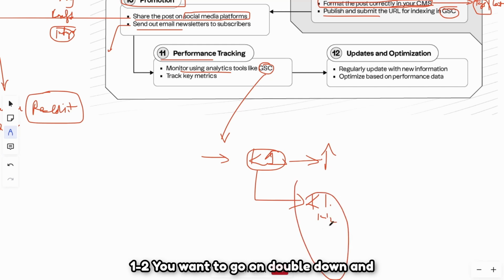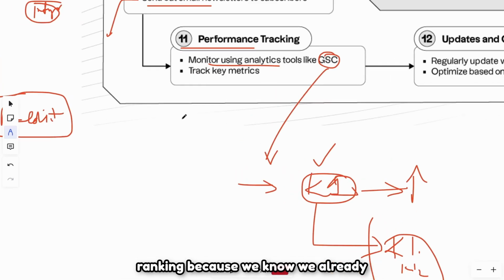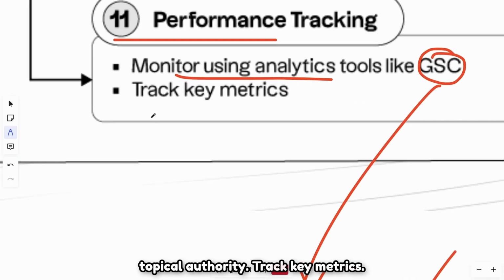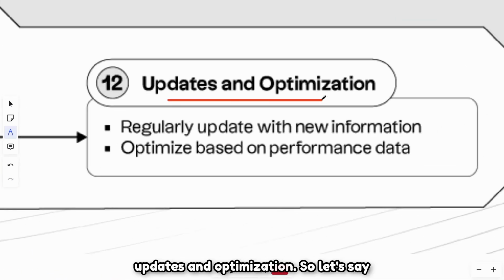You want to go on, double down, and create as many blog posts as possible on this keyword which is already ranking, because we know we're already ranking, and then we can easily build topical authority. Track key metrics, that's what I said. Twelfth, final: updates and optimization.